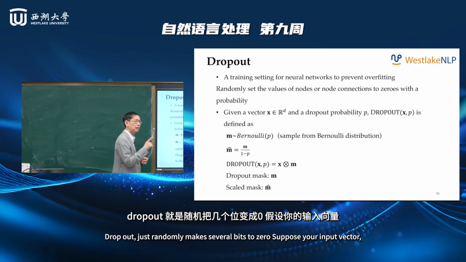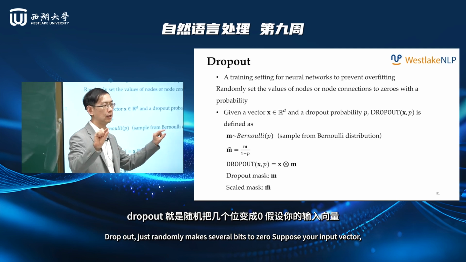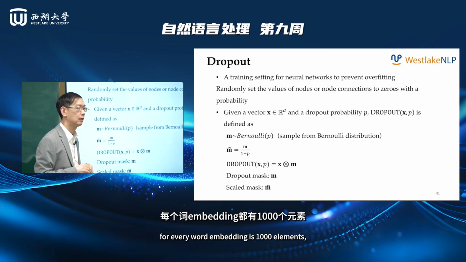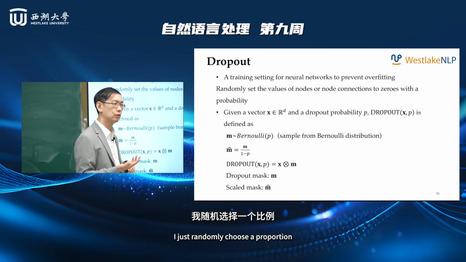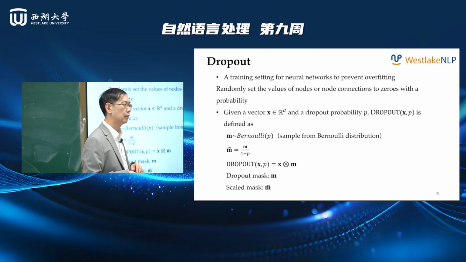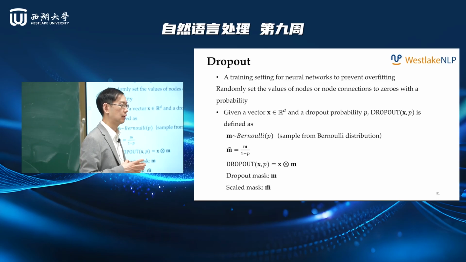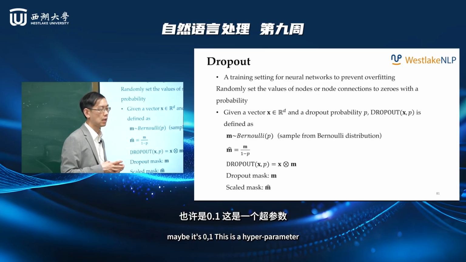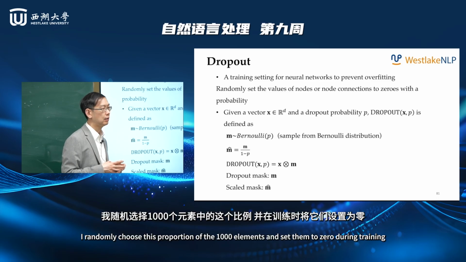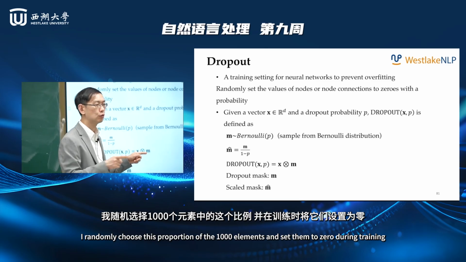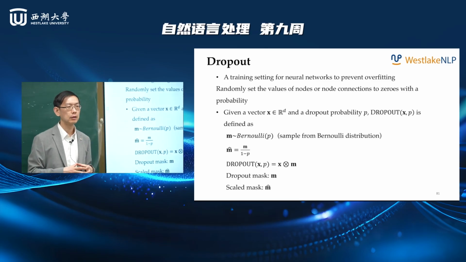Dropout just randomly sets several bits to 0. Suppose your input vector for every word embedding is 1,000 elements. I just randomly choose a proportion. Maybe the proportion is 0.5. Maybe the proportion is 0.9. Maybe it's 0.1. This is a hyperparameter. I randomly choose this proportion of the 1,000 elements and set them to 0 during training.